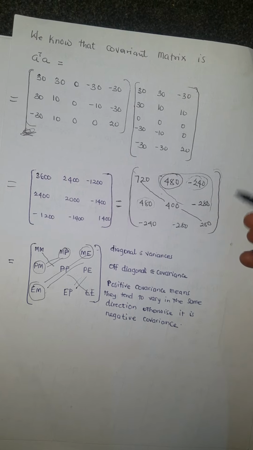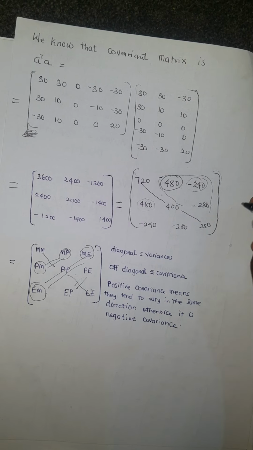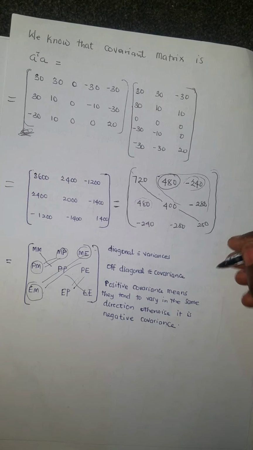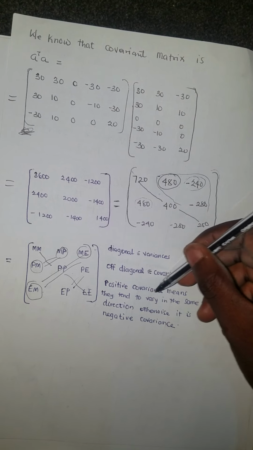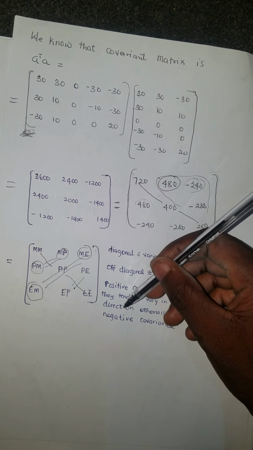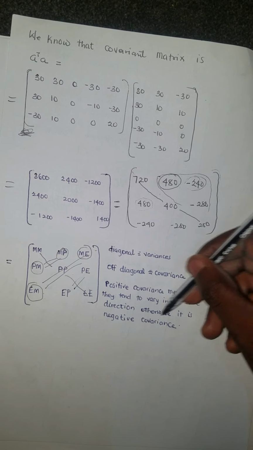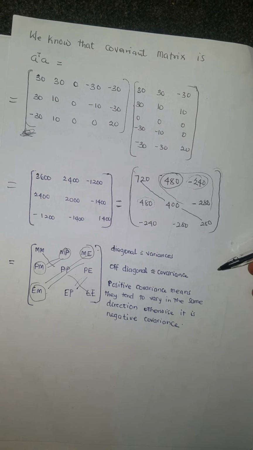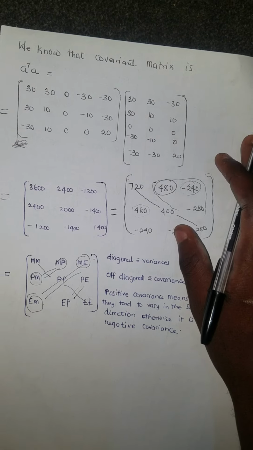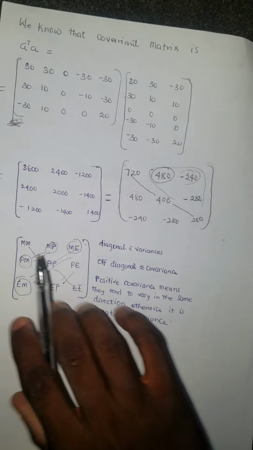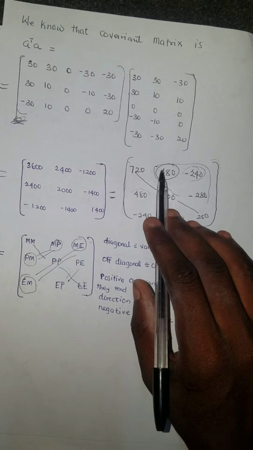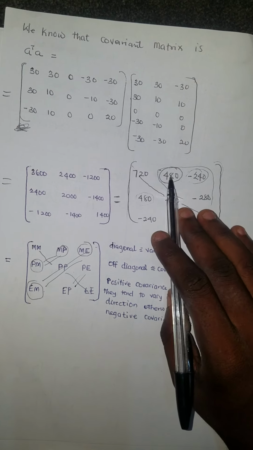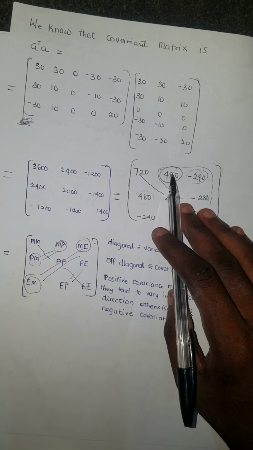So they are different. Their covariances are of different direction. They are moving in different direction. So positive covariance means they tend to vary in the same direction. Otherwise, it is negative covariance. When they don't vary in the same direction, then it is negative covariance. So let's look at it. We are saying that any time a student gets a high mark in mathematics, we'll get a high mark in physics too.